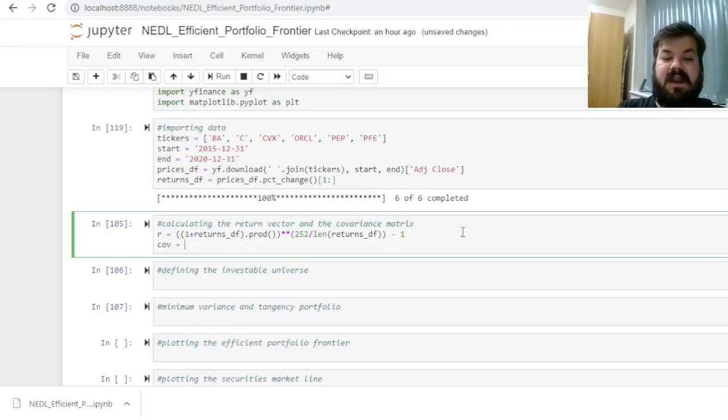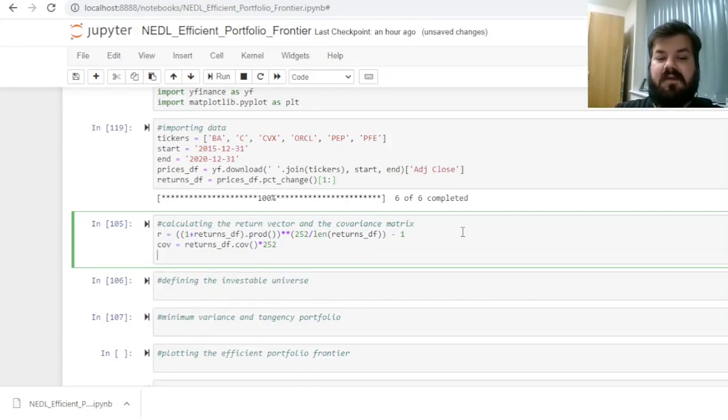Then for the covariance matrix, we can use the cov function in pandas and apply it to the returns data frame. So returns_df.cov(), and then we can annualize it straight away by multiplying by 252. To annualize covariance, we have to scale it linearly.